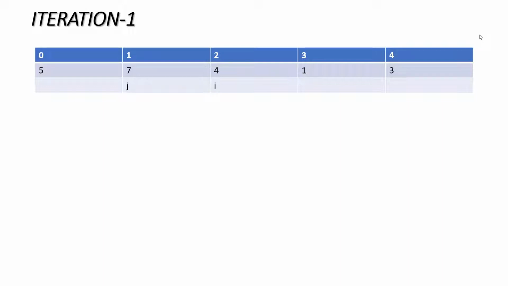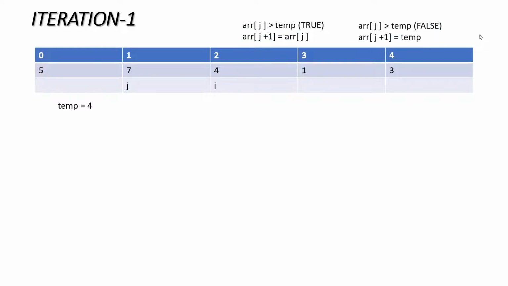Now what do I have to do? I have to copy the element at index i to temp. After copying, temp is assigned 4. Now I will initialize j with i minus 1. That is, j is at first index. Now I have to check the same condition whether the element at index j is greater than temp or not. Now let us check.